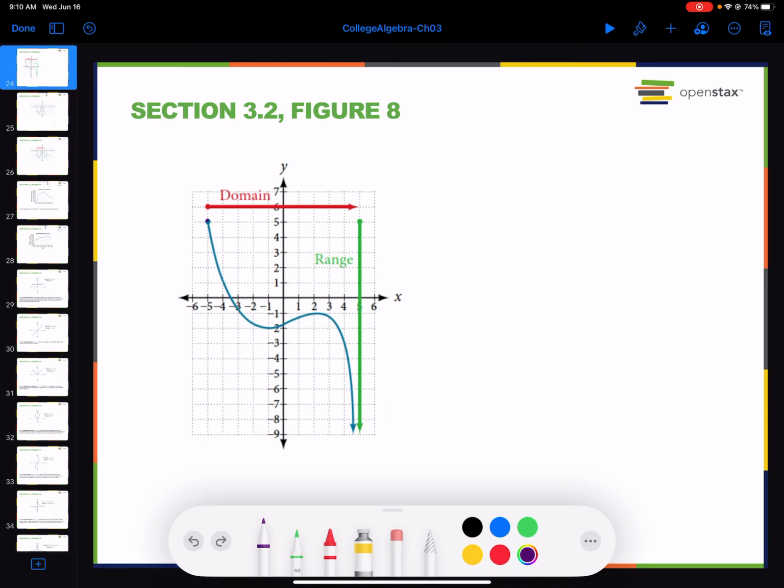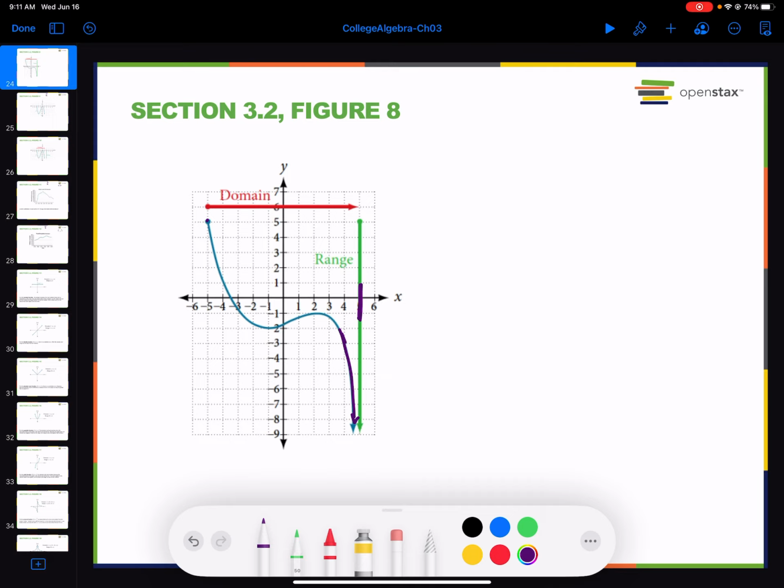Okay, now we're going to be talking about domain and range. I don't like this particular example very much because this appears to be an asymptote. I don't know if you're familiar with that word or not, but it's where the function converges towards one value. And as you can see, it looks like it's converging towards x equals 5.